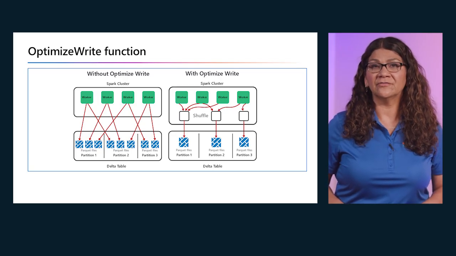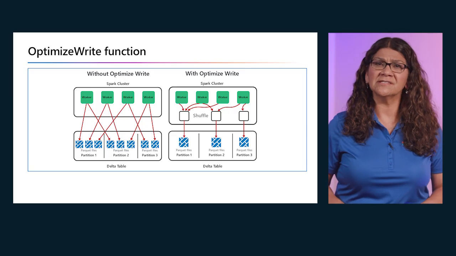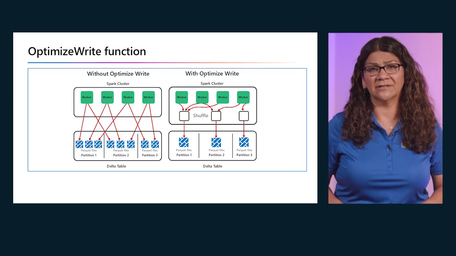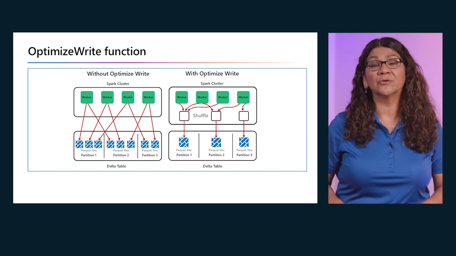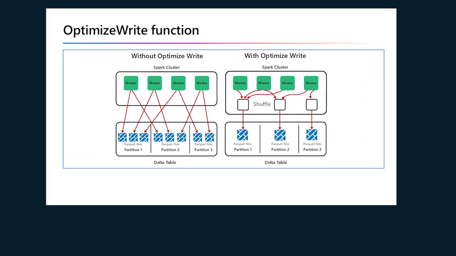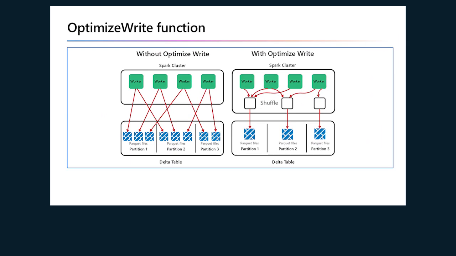Optimized write is a feature of Delta Lake, which reduces the number of files as they're written. So instead of writing many small files, it writes fewer larger files. This helps to prevent the small files problem and ensure that performance isn't degraded. In Microsoft Fabric, optimized write is enabled by default. It dynamically optimizes partitions while generating files with a default of 128 megabyte size.